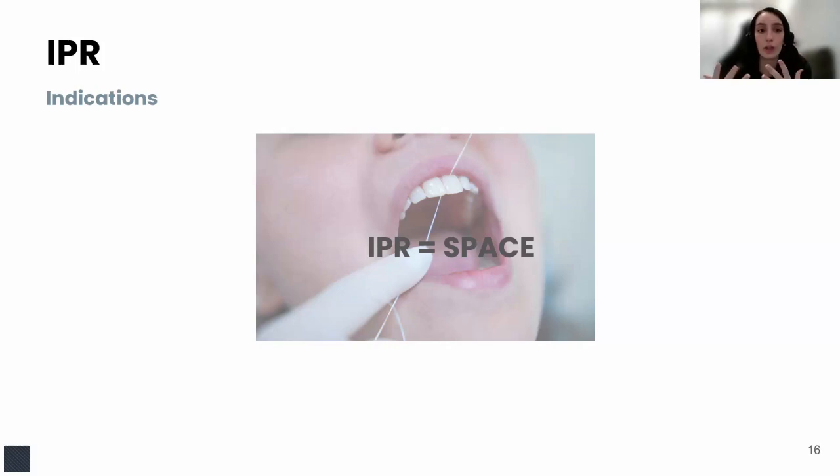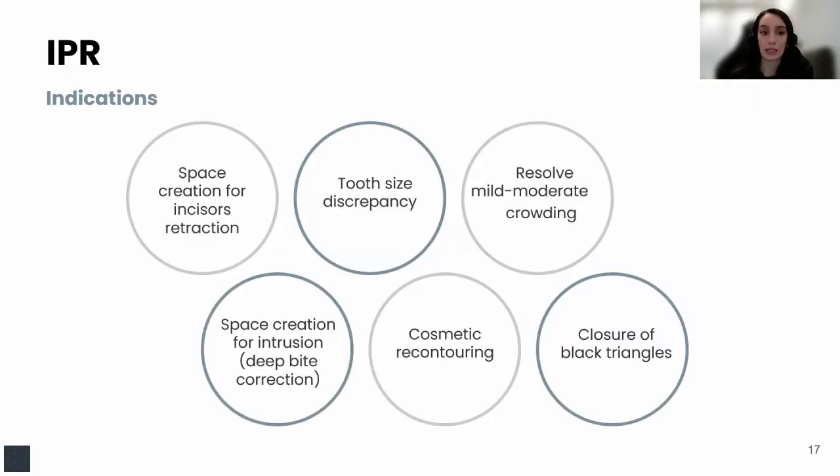So whenever we think of IPR, or whenever we want to plan IPR as clear aligner providers, we have to figure out where we exactly need space. Some of the indications of IPR include space creation for incisors retraction. We have already discussed in the last webinar that retraction is one of the movements that actually requires space, and it occupies a space in order to happen. So in a lot of circumstances, we actually need to plan for IPR in order to be able to retract teeth. And other scenarios could include tooth size discrepancies.